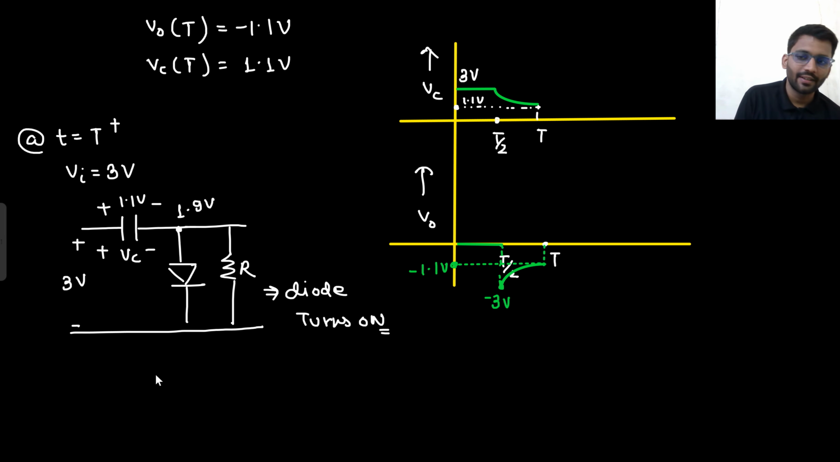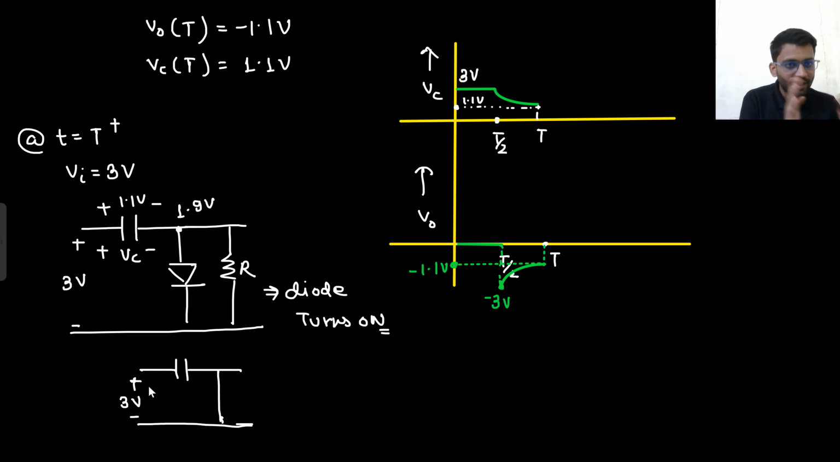Immediately, right? Because the diode is turned on now. If the diode is turned on, there is no use of resistor, there is no use of RC, nothing. Diode is turned on, so 3 volt is directly exposed to the capacitor. Also, you can see there will be infinite current flowing through the capacitor, because 3 minus 1.1, 1.9 volt, divided by 0.